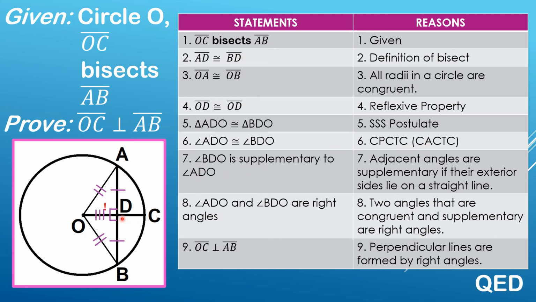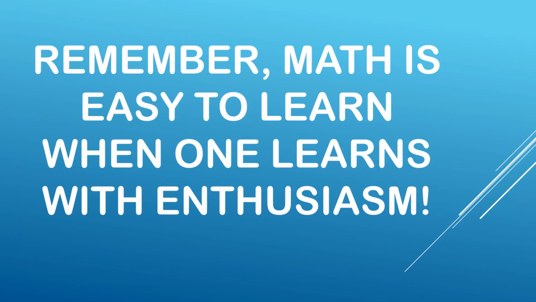Now, notice that angle BDO is supplementary to angle ADO because adjacent angles are supplementary if their exterior sides lie on a straight line. So angle ADO and angle BDO are right angles because two angles that are congruent and supplementary are right angles. And so line segment OC is perpendicular to line segment AB because perpendicular lines are formed by right angles. QED.